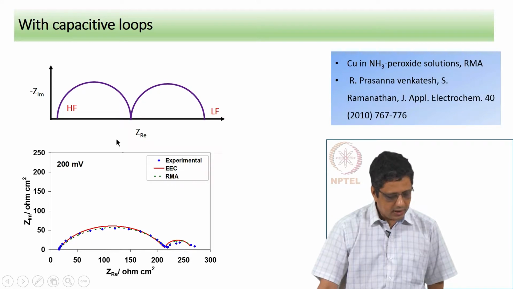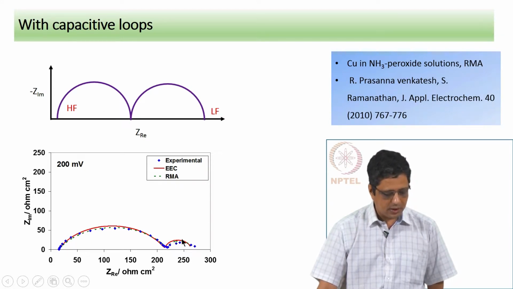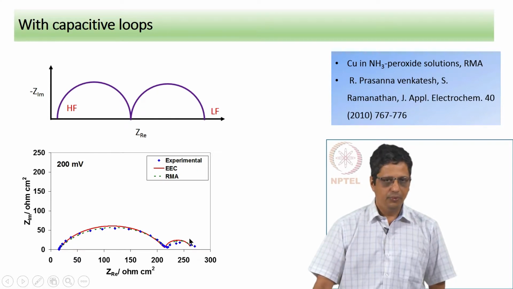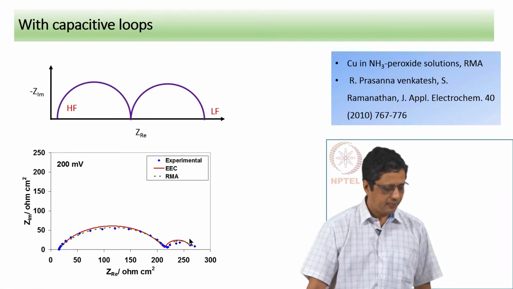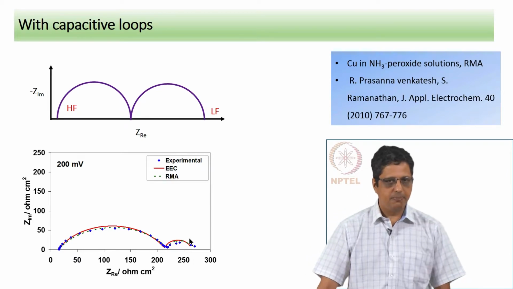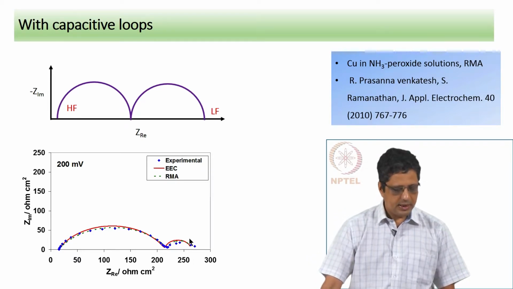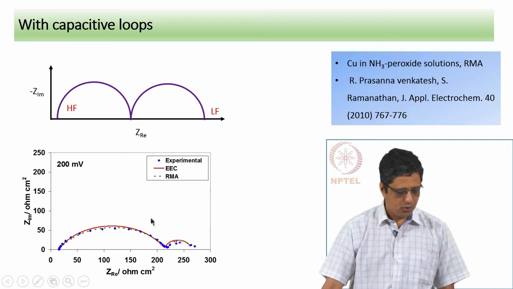You can see that the loops that I have drawn here are more or less equal sized, whereas the loops that are drawn here are obviously not of equal size. This is just to show that these patterns are possible. Okay. This is taken at one particular DC bias of 200 millivolts.